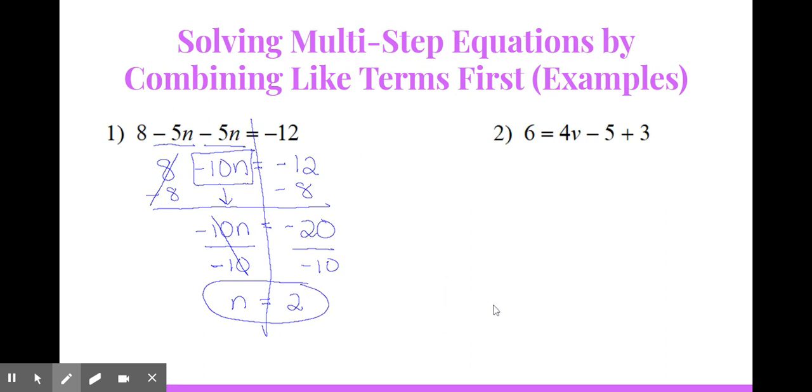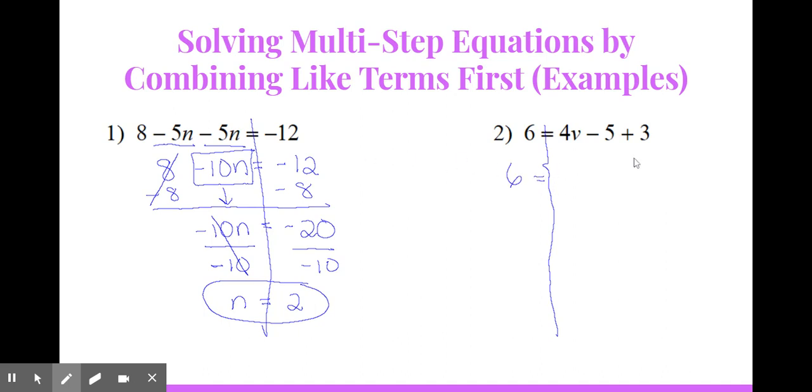Not so bad, huh? Let's do another problem. Problem number 2. This problem says 6 plus 4v minus 5 plus 3. Let's solve for v. So let's look to see if we can combine any like terms. On the left-hand side, I only have a 6, so I'm going to bring that 6 down.